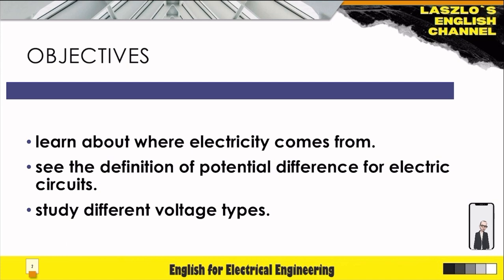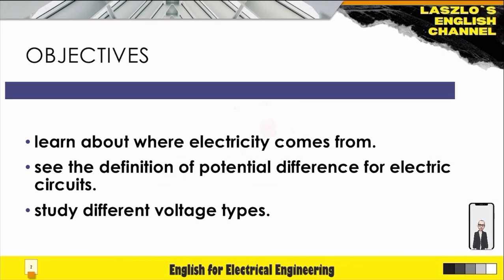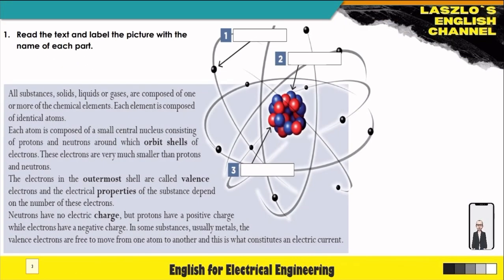Now, the way we are going to work on this topic is we are going to read 3 different texts and answer some comprehension questions about the text, and at the end of the lesson there will be a quick quiz to check our understanding of the topic. So let's start with our first text. We're going to read it first, then label the picture and fill in the missing words on the next slide. So, let's read it first.